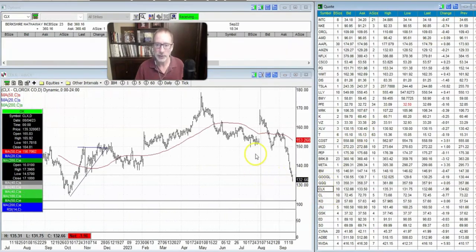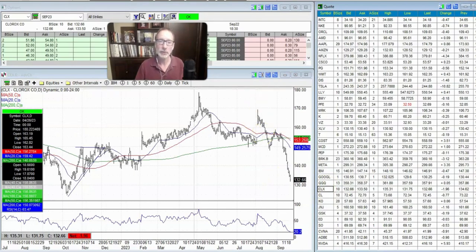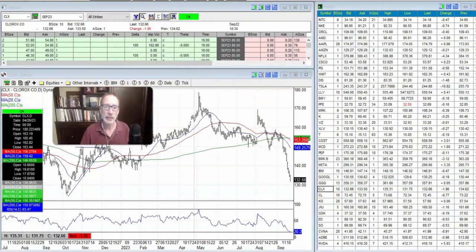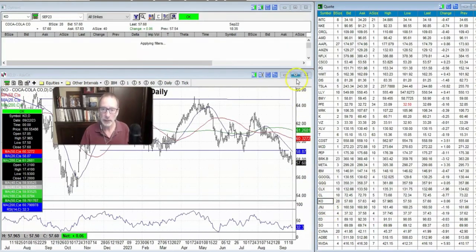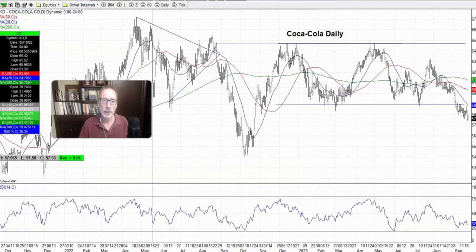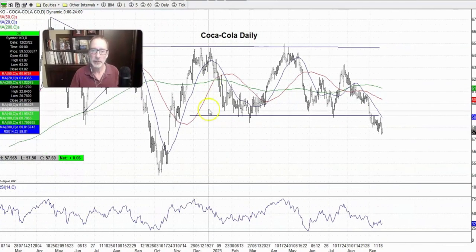Clorox getting hit pretty good here. Keep an eye on Clorox if you want to get in on stocks like Clorox. What else? Coca-Cola getting a little weak here. And we have this nice sideways channel, but now it's falling through. And Coca-Cola looks like it could continue on for a little bit until maybe the RSI gets down to really oversold levels. So not doing anything on Coca-Cola.